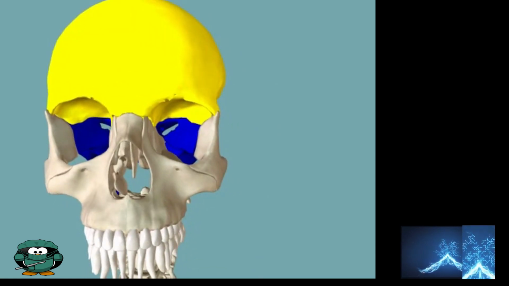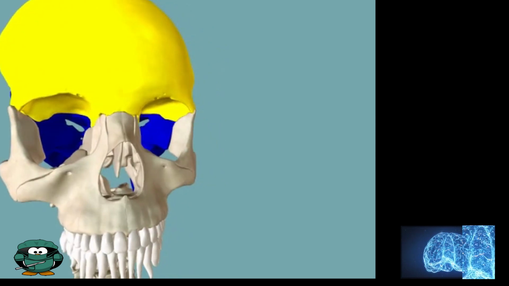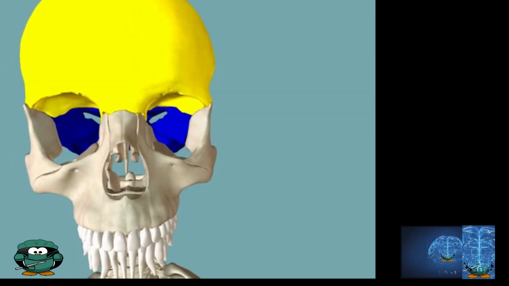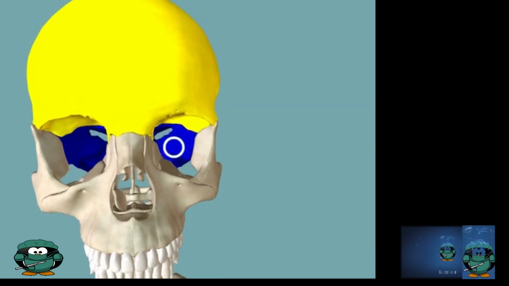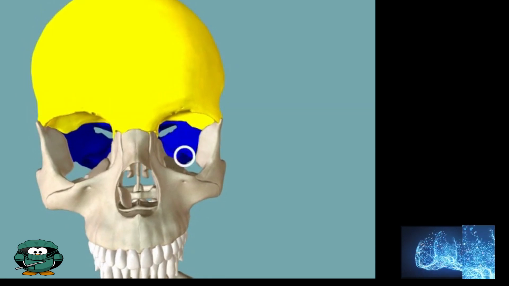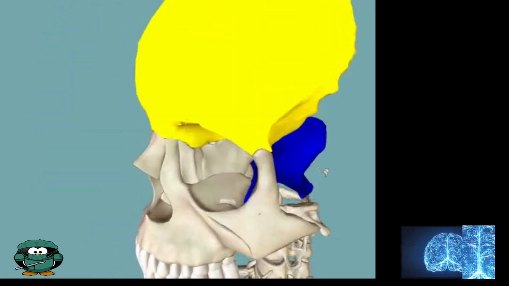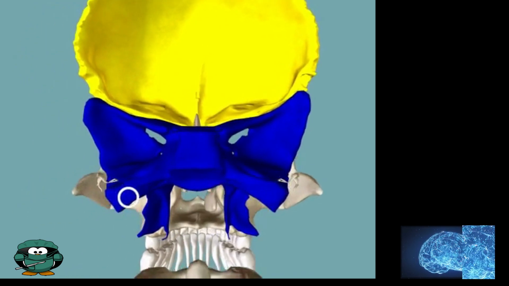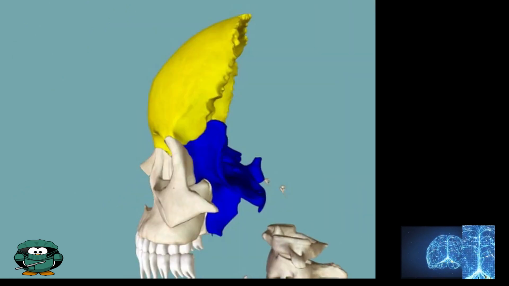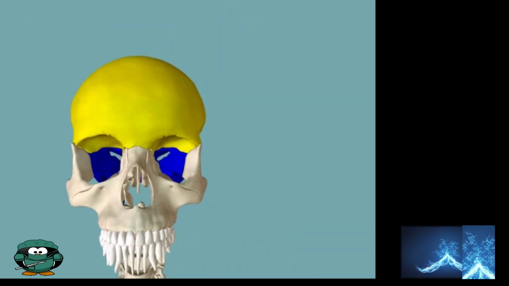Next, we come to the lateral wall of the orbit. The posterior part of the lateral wall is formed by the greater wing of the sphenoid bone. So let's just turn this structure to the other side. This is the lesser wing and this is the greater wing, and this structure will turn the other side and form the lateral wall of the orbit.